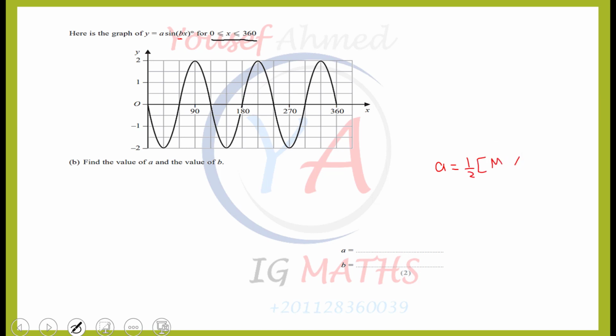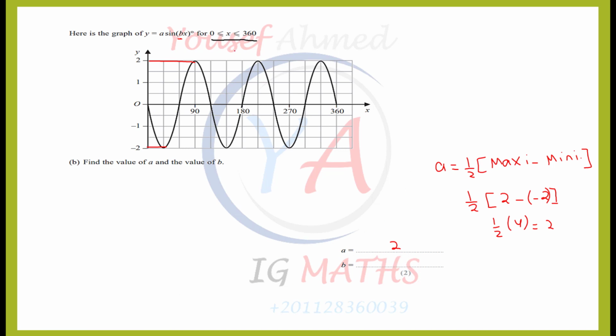minus the minimum value. So the maximum value here is 2 and the minimum is negative 2, so it will be half multiplied by the maximum value, which is 2, minus the minimum, which is negative 2. So if you just do it, it will be half times 4, which is equal to 2. But there is something very important. As I told you in the previous question, a is not always positive. Sometimes it's going to be negative. So you need to check here.